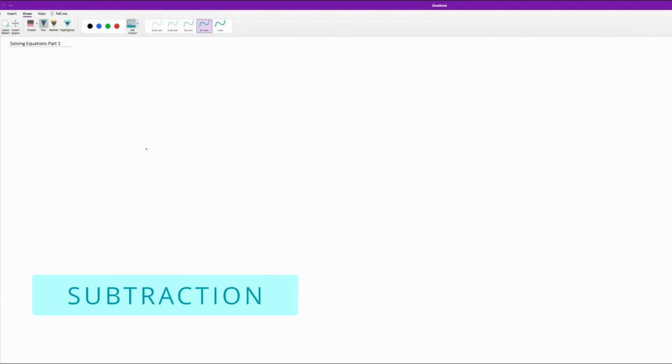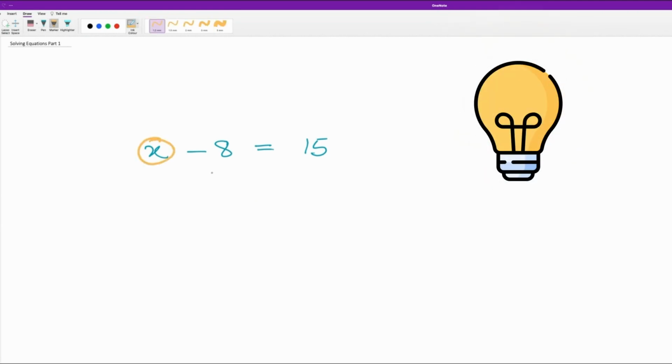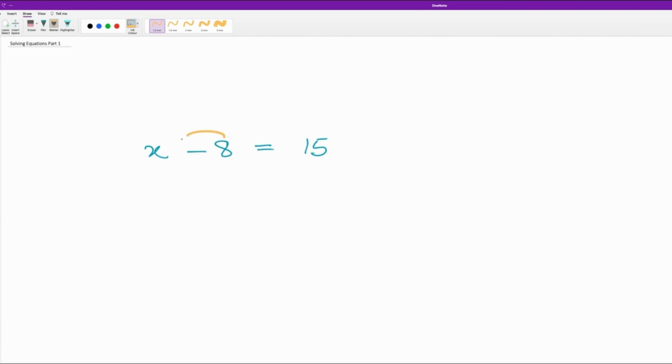For example, x minus 8 is equal to 15. So in this case again, the purpose is to isolate this x, and to do that, we have to move this minus 8 to the other side. To move this minus 8 over the equal sign, we do the opposite of what is being done to the variable. The opposite of minus 8 is plus 8, and we do that to both sides.